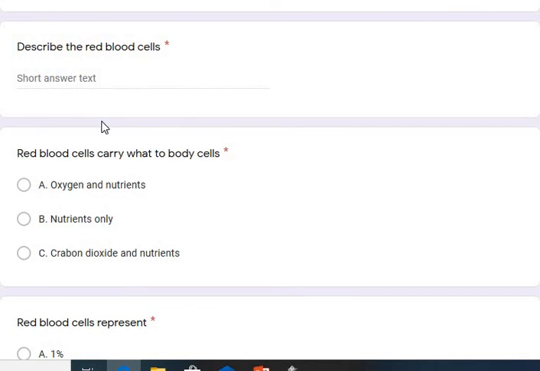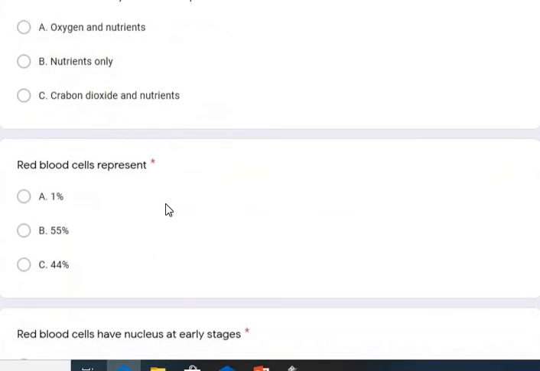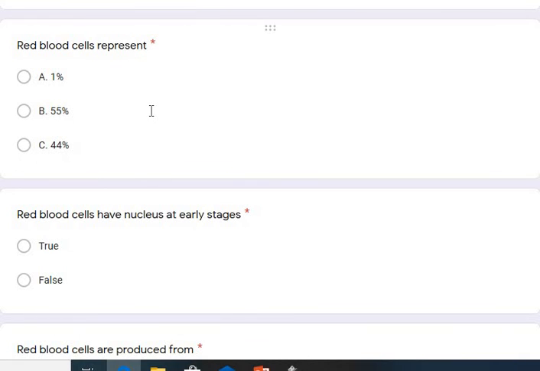Describe the red blood cells. They are red disc-shaped cells. Red blood cells carry oxygen and nutrients to body cells. Red blood cells represent how much of the blood volume? They represent 44%. Red blood cells have a nucleus at early stages, yes, and they lose this nucleus when they enter the bloodstream.